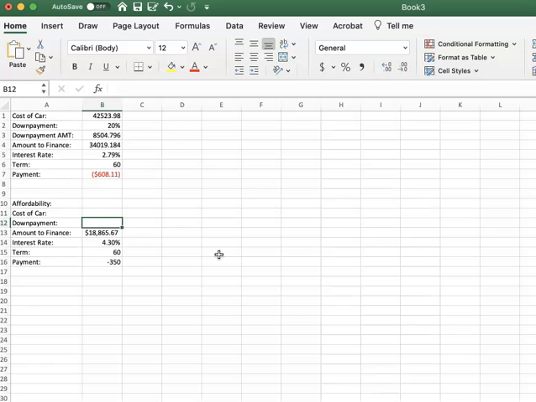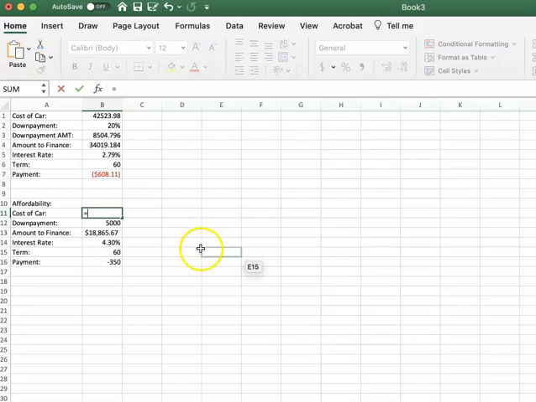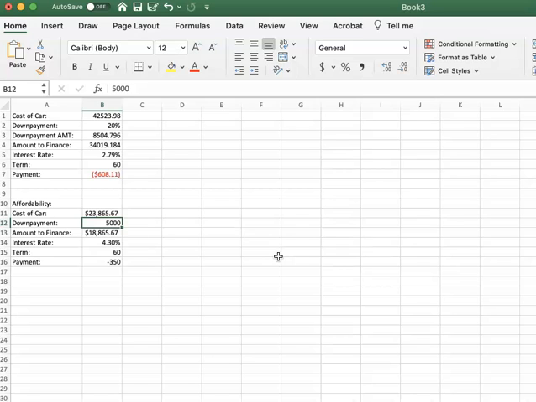Now, what that now means is that's the most that he can finance. But let's say that he had $5,000 for a down payment, then the amount that he could purchase for a car would be the finance amount plus this down payment amount. And so if I add those two cells together, then that can help me see how much he can afford.